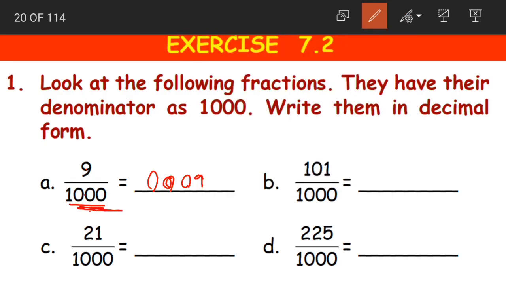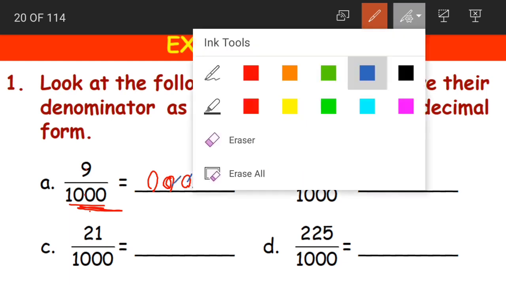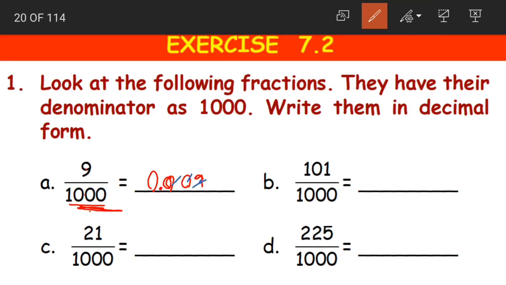1000 has 3 zeros. So after counting 3 digits from the right, 1, 2, 3, I will place my decimal point. 0.009 is my decimal number. Clear? Coming to the second one, 101 by 1000.